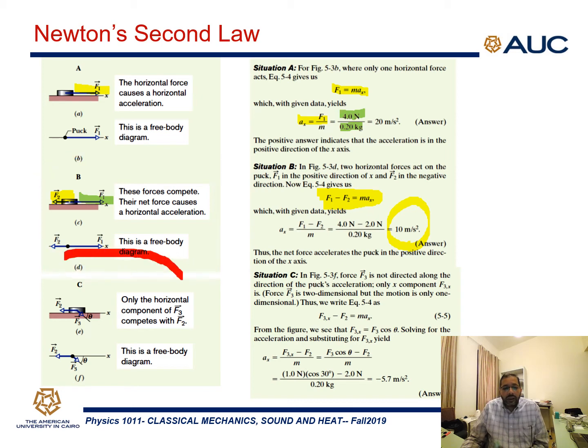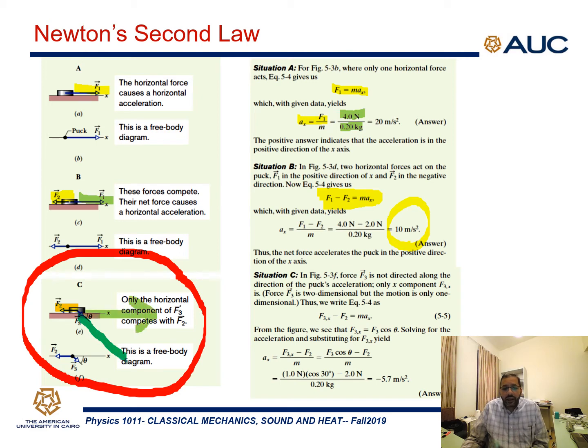Now, considering case number C, it is similar to what we discussed previously. However, this F2 is to the left-hand side, which would be negative. This is easy. However, for F3, we should break it into two components: F3 cosine theta, and F3 sine theta. Take care that this is the angle, so the component adjacent to the angle takes cosine, and the component opposite to the angle takes sine. So this component is F3 cosine theta.